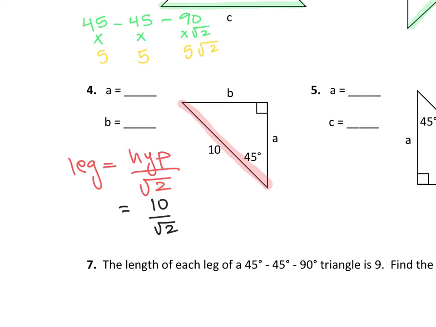But you cannot have a radical on the bottom of the fraction, so you rationalize by multiplying the top and the bottom by root 2. So 10 times root 2 is going to be 10 root 2. And root 2 times root 2 is 2. 10 and 2 simplify to give you 5. So then the final answer is going to be 5 root 2.